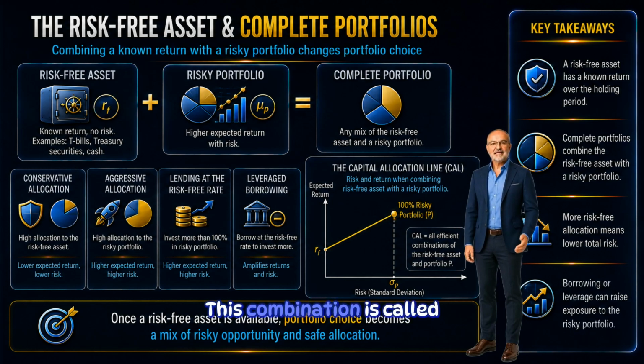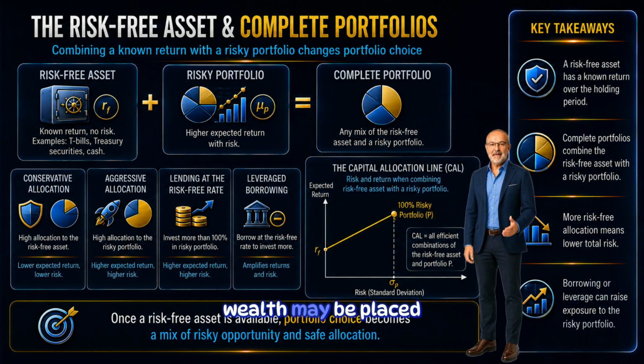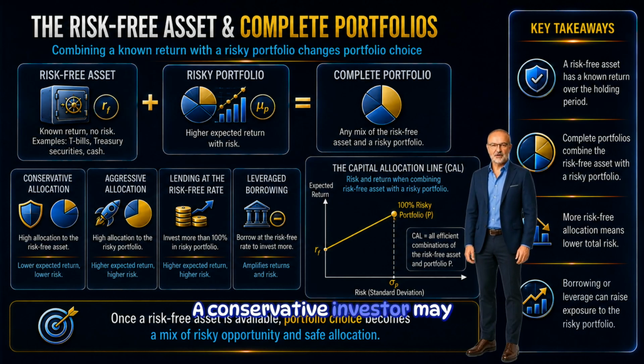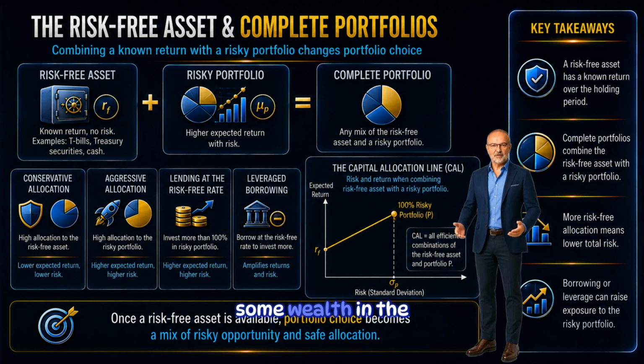This combination is called a complete portfolio. Part of the investor's wealth may be placed in the risk-free asset, and part may be placed in a risky portfolio. A conservative investor may hold more of the risk-free asset. A more aggressive investor may hold more of the risky portfolio. If the investor puts some wealth in the risk-free asset, the investor is lending at the risk-free rate. If the investor puts more than total wealth into the risky portfolio, the investor is borrowing and using leverage.